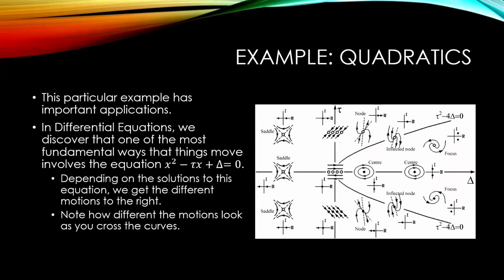This particular example is very important in dynamics. When we start thinking about differential equations, it turns out there's only a handful of ways that we can describe motions, and they all boil down to this equation: x squared minus the trace times x plus the determinant equals 0. All of the different types of motion are based on this one simple equation, and the outcomes look like this. There are a lot of different outcomes based on what your initial values are for this delta and this tau. Note how different the motions look as you cross the curves.